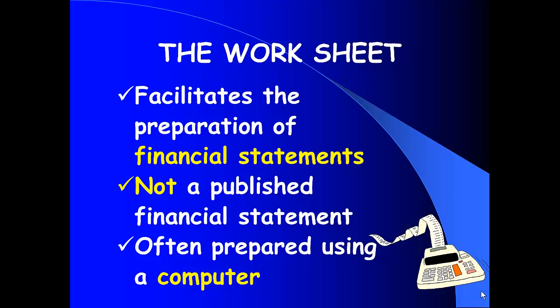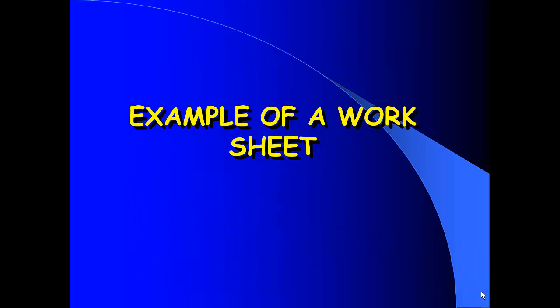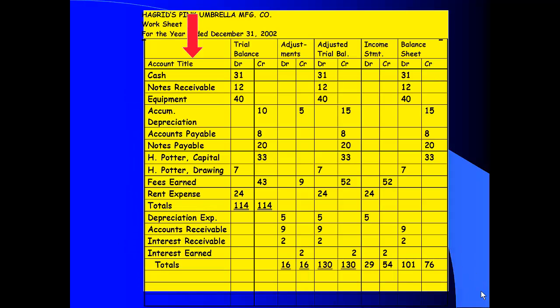We're going to do it in this example manually so that we can then learn how to do it in Excel using a computer instead. Here's an example of what a worksheet looks like. You'll notice we have a column where we write the account title. We have a column for the unadjusted trial balance, a column for the adjusting entries, a column for the adjusted trial balance, a column for data that should be reported on the income statement, and a column for data that should be reported on the balance sheet.